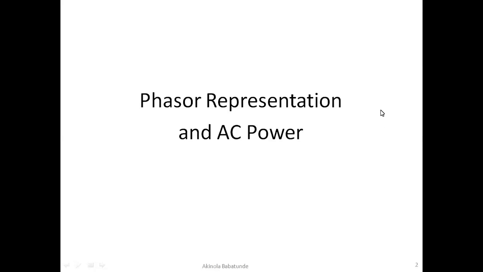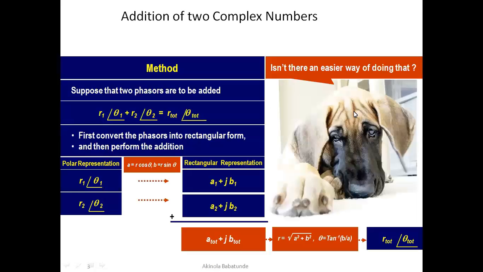So, phasor representation and AC power. The first thing we're going to look at is addition of two complex numbers. There are some important things we have to pay attention to first, so that you can understand the more difficult part of the work we are going to undergo today. So the first thing we will consider is addition of two complex numbers.